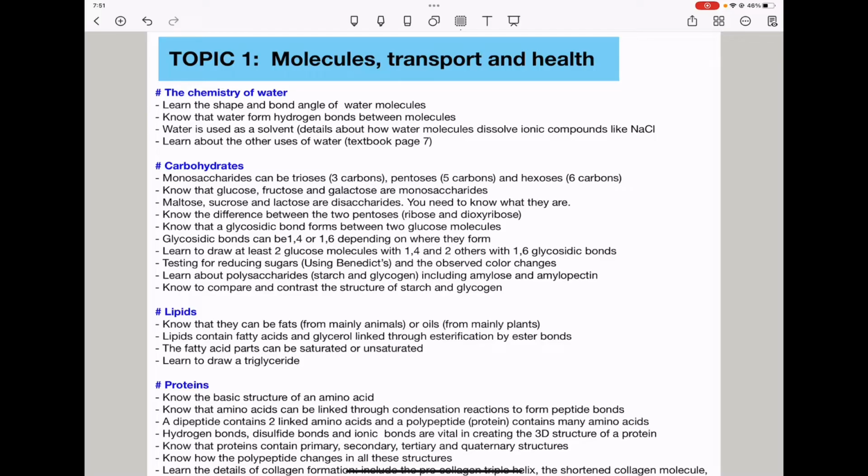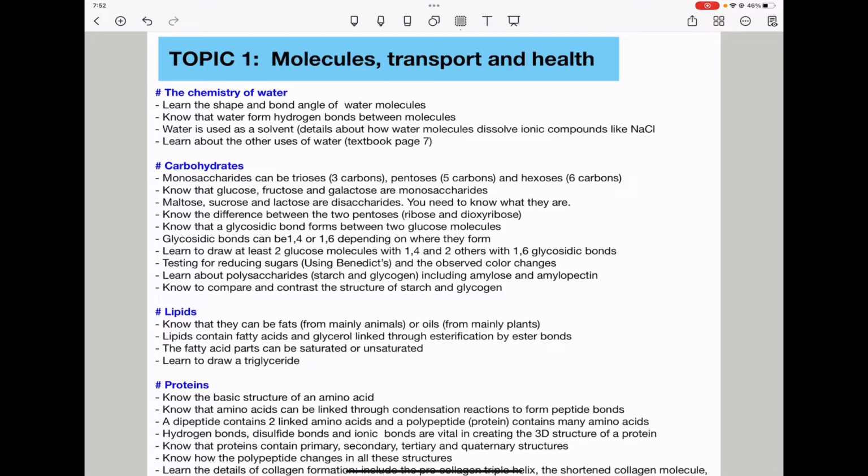You need to know that a glycosidic bond can form between 2 glucose molecules, or you could say glycosidic bonds form between glucose molecules, and these glycosidic bonds could be 1,4 or 1,6, depending on the alignment of the glucose molecules. You need to learn how to draw at least 2 glucose molecules and show 1,4 glycosidic bonds, and at least 2 glucose molecules and be able to show the 1,6 glycosidic bonds.